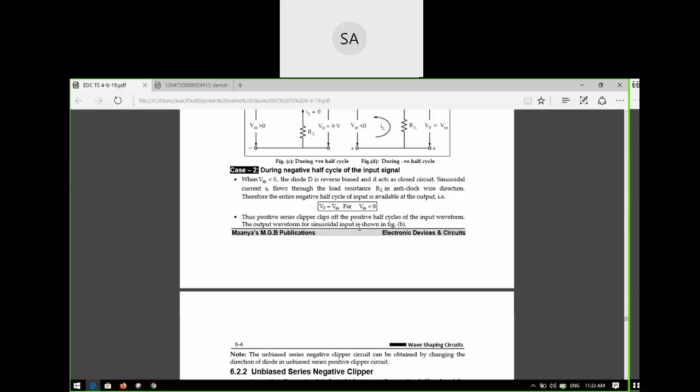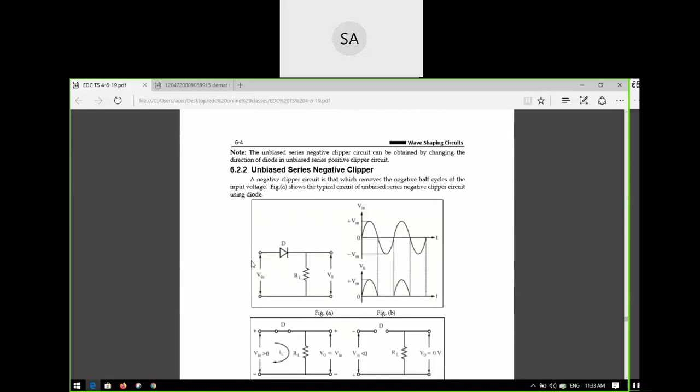Series means the diode is connected in series with the load. Okay. So what is the meaning of unbiased? Without applying any external DC voltage, sir. Okay, very good. There is no external DC voltage or battery. So this is the unbiased series negative clipper. If you see the circuit diagram, the only difference is that the diode direction is changed. In the first case we have the diode direction like this. Here the diode direction is like this. So if you change the diode direction, the type of the clipper will change. Okay, so this is the circuit diagram here.